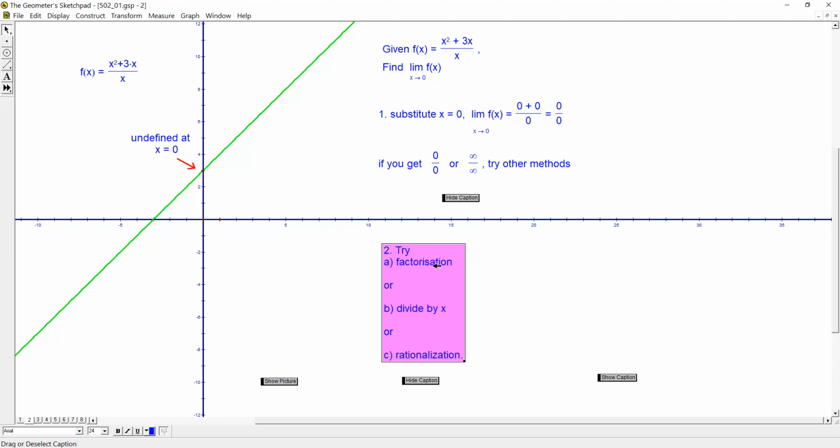So generally at this Form 5 level, you want to find the limit, you try to use these three methods: factorization, divide by x, and rationalization. You only use these three when you get something like 0 over 0 or infinity over infinity. If you don't get this, you just substitute the number inside and you get the answer, and that will be the answer. You don't have to use these three methods. So far, okay or not?